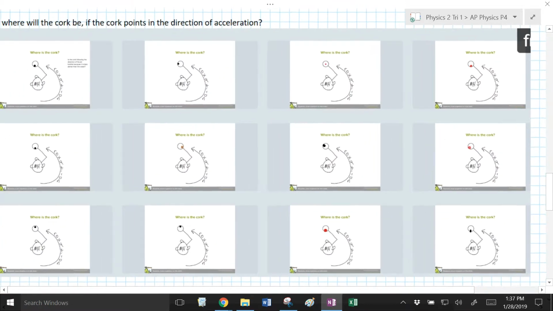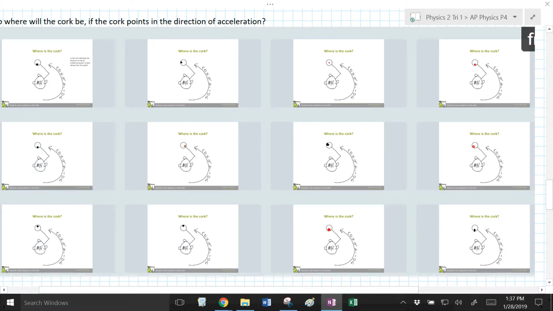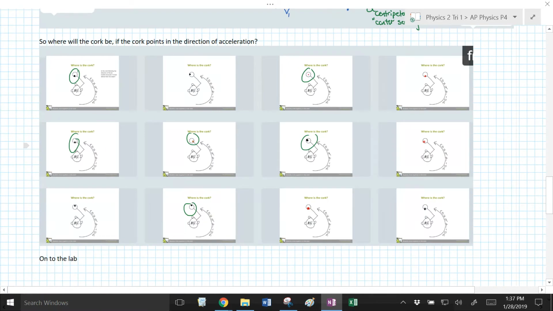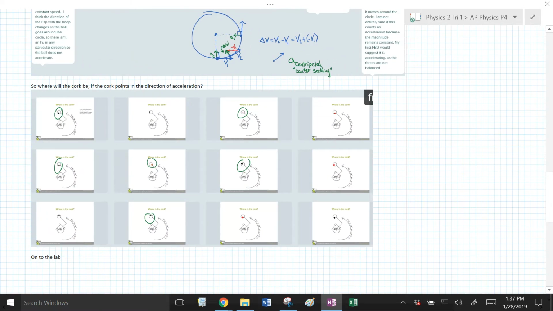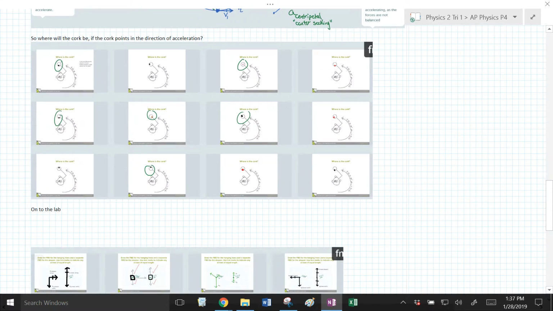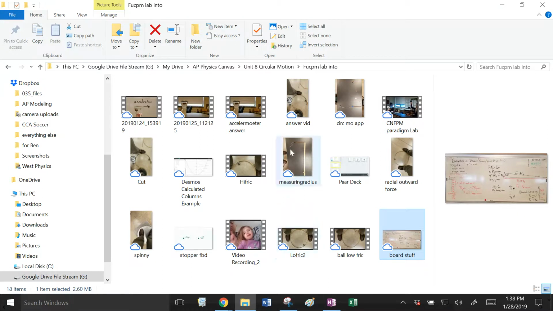So here were some of the responses to the question about where the cork would be in the bottle. And you can see that some friends have that cork pointing towards the center. Some friends have it pointing away from the center. Some friends have it kind of pointing in the direction of motion. Some friends have it opposite the direction of motion. Some friends have it dead center in the bottle, which would indicate no acceleration. Okay. And then I don't know if I brought the video over for this one. Did I do that? We can just pop over here and check it out real quick.